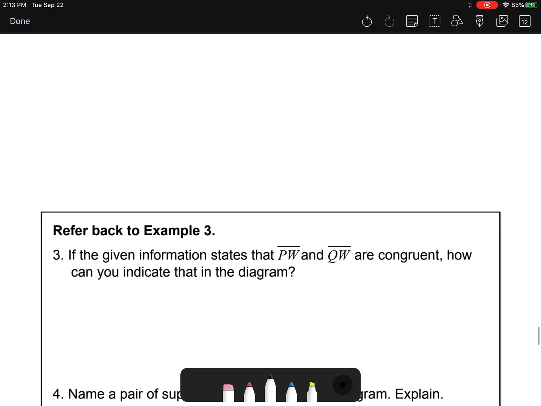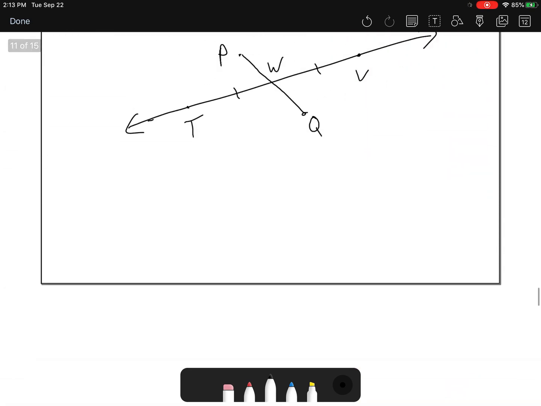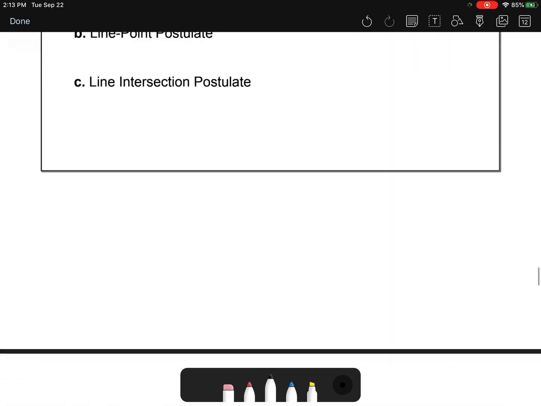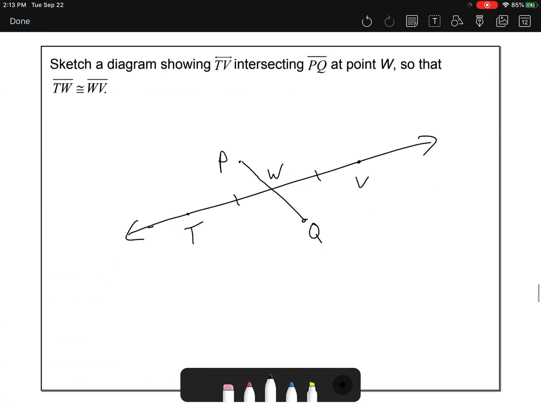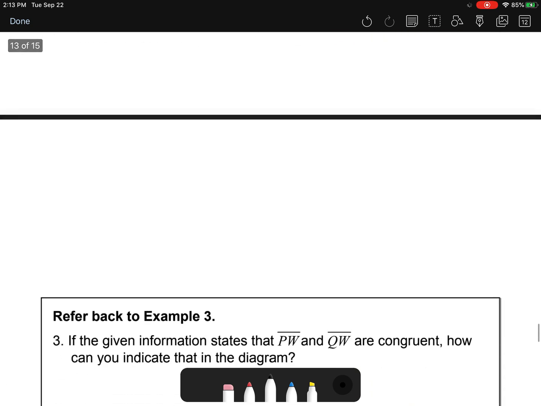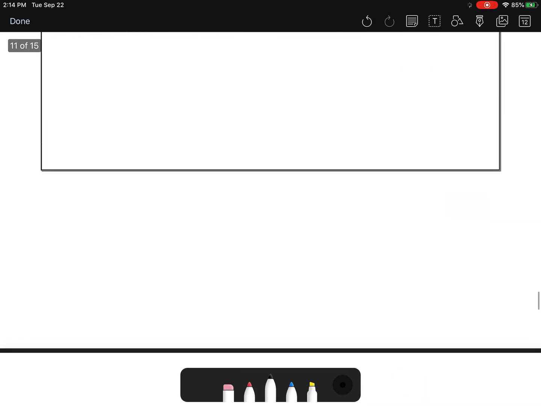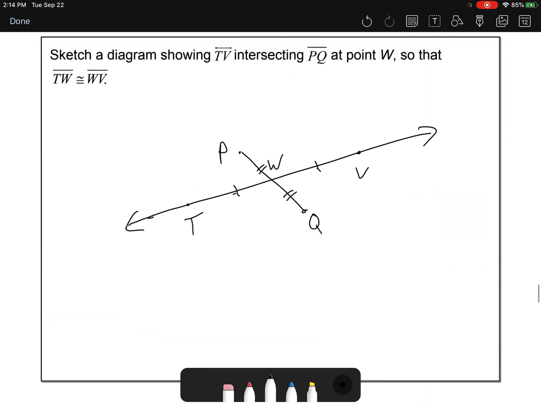Now, if we refer back to example 3, if the given information states that segment PW and segment QW are congruent, how can you indicate that in the diagram? Okay, so PW and QW. How do you indicate that? Well, since I have tick marks here, I would have to put double tick marks there, and that would indicate that those are congruent. Okay, going back to that problem.